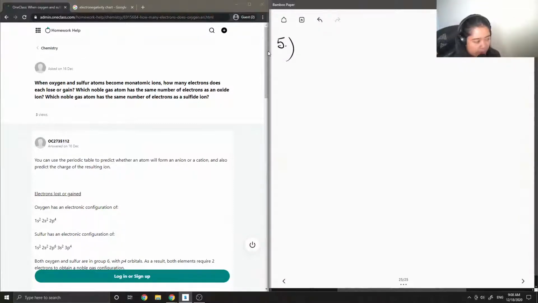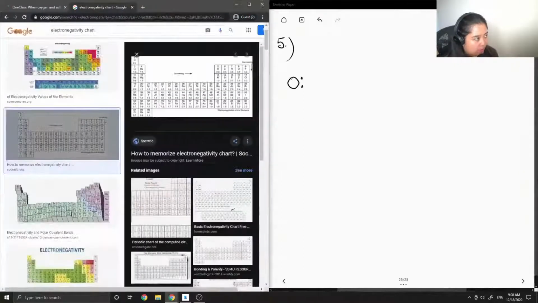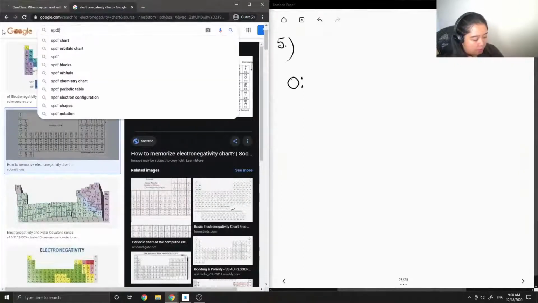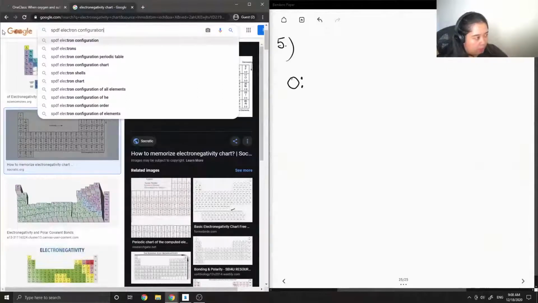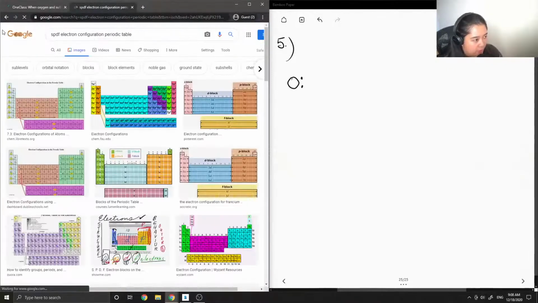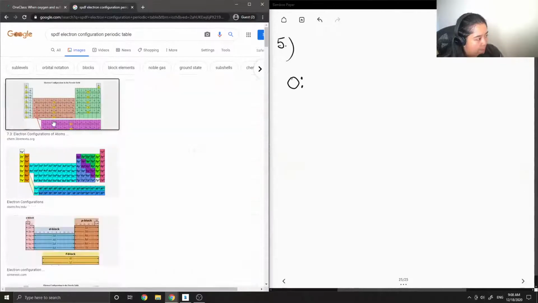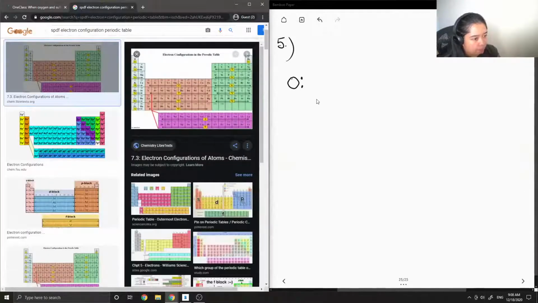Okay, so to answer this question, we would need to know the electron configurations of both oxygen and sulfur when they are in their ground state configurations. So for oxygen, let's try to find out its electron configuration. Okay, so oxygen is found here, atomic number 8.